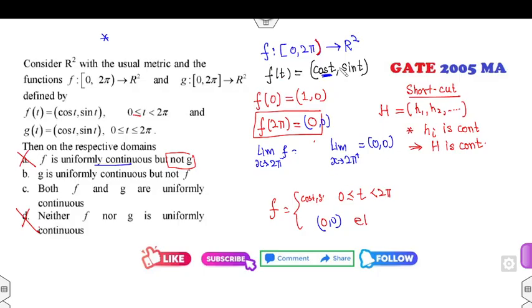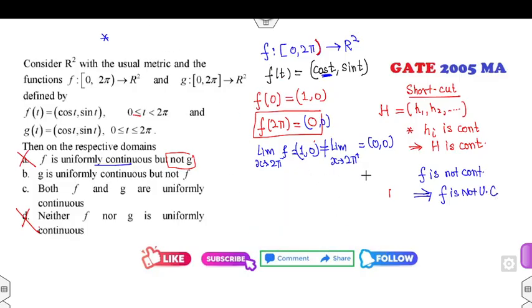So what is the value at 2 pi negative? cos of 2 pi is 1, sin 2 pi is 0. Clearly they are not equal. That means f is not continuous. So if f is not continuous, this implies f is not uniformly continuous.